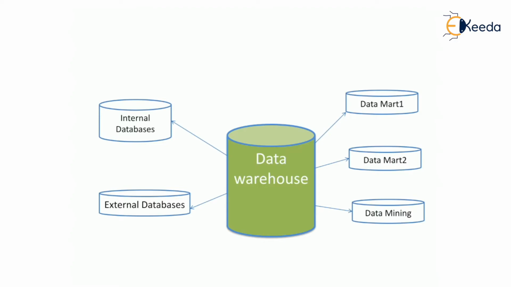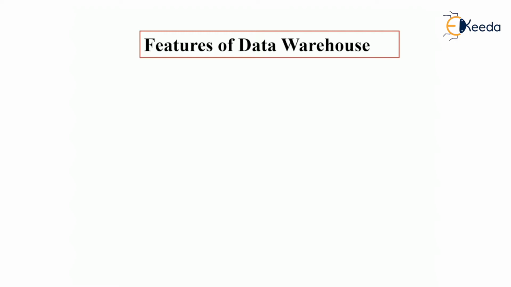The data stored in the data mart is extracted from the data warehouse, then again it is transformed to the required format, for example relational database. So the data needs to be transformed to the relational database and then it is loaded into the data mart. So this is how the data warehouse works.